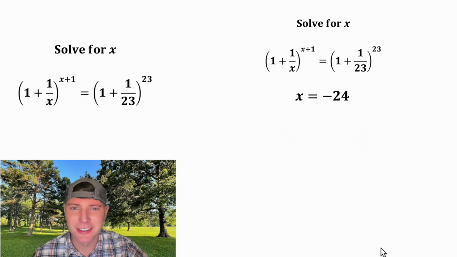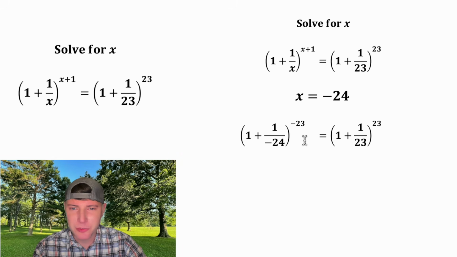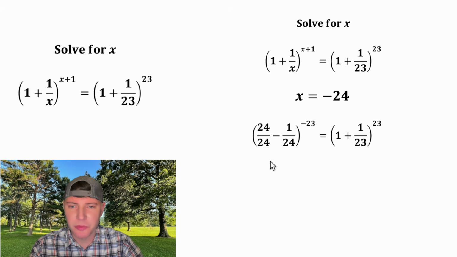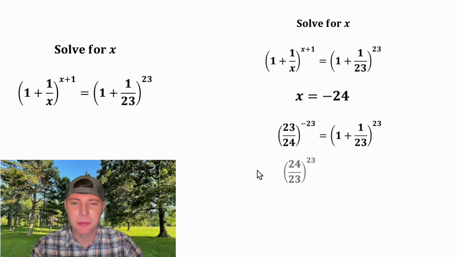Let's test it out. In the place of these x's, let's plug in -24. In the exponent, -24 plus 1 is -23. And on the inside, adding a negative number is the same thing as subtracting. And then let's give them a common denominator. Let's rewrite the 1 as 24 over 24. 24 over 24 minus 1 over 24 is 23 over 24. And now that's the negative exponent, we can flip this upside down. So 23 over 24 to the -23 is the same thing as 24 over 23 to the positive 23.